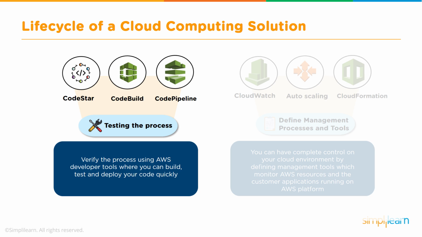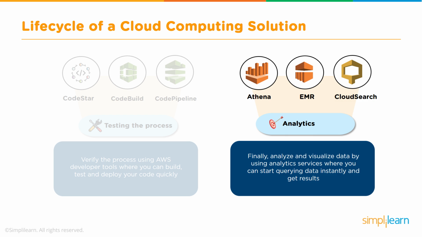And similarly, there are a lot of tools for testing a process, like CodeStar, CodeBuild, and CodePipeline. These are tools with which you can build, test, and deploy your code quickly. And finally, once everything is said and done, pick the analytics service for analyzing and visualizing the data, where we can start querying the data instantly and get a result. If you want to visually view the happenings in your environment, you can pick Athena, and other tools for analytics are EMR, which is Elastic MapReduce, and CloudSearch.